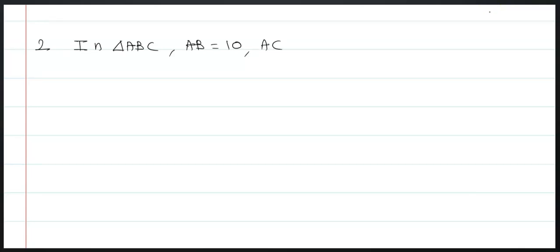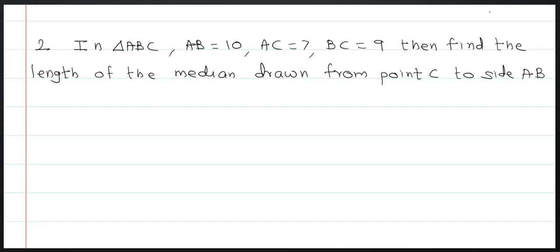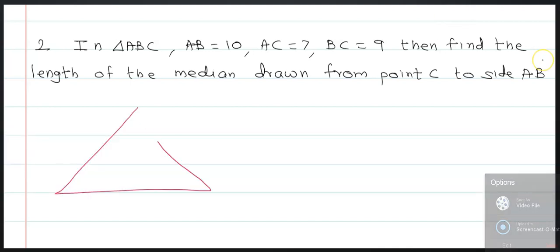In triangle ABC, AB is equal to 10, AC is equal to 7, BC is equal to 9. Then find the length of the median drawn from point C to side AB. We want to find the length of the median.